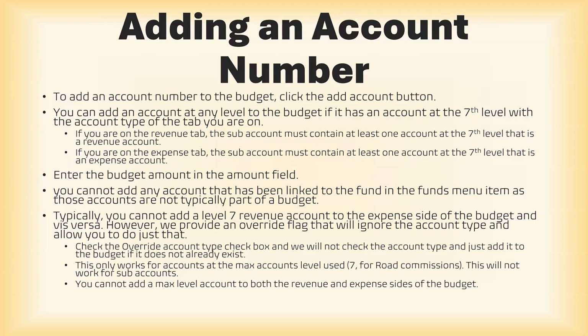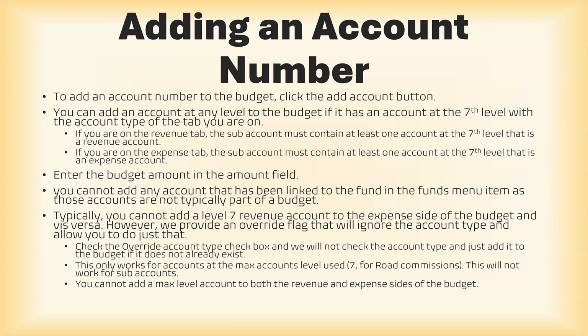There's a couple of restrictions. One is you cannot budget any account that has been linked to the funds in the funds menu item, as those accounts are not typically part of the budget. So this is your expense closing account, revenue closing account. This is your payroll linked account. So in funds, when you set up your fund links, those accounts should not be part of your budget, and you cannot add them to your budget.